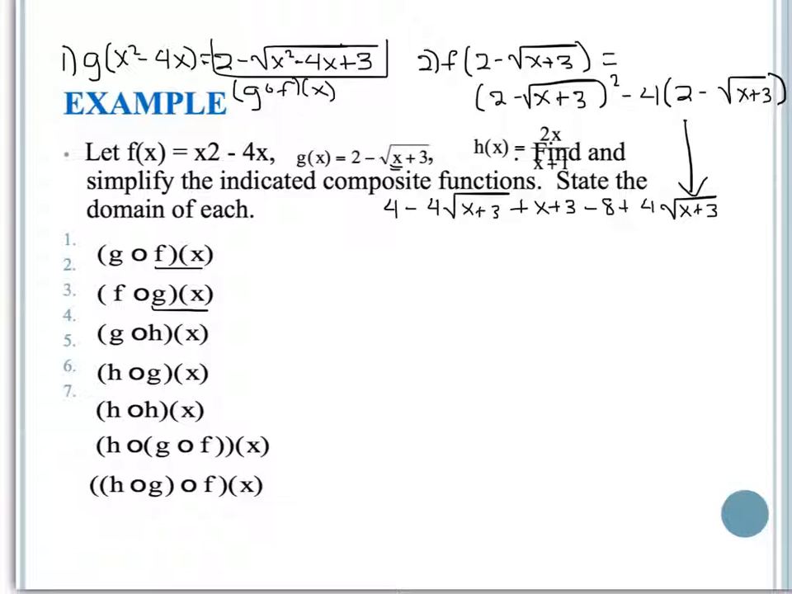So now I look and see if I have any like terms, and I have a number of like terms, but fortunately my square roots cancel out. I have a negative 4 square root and a positive 4, so they're gone, and then no other x's, and 4 plus 3 is 7, minus 8 sounds like -1, so that big mess, f of g of x, actually turned out to be just x minus 1.